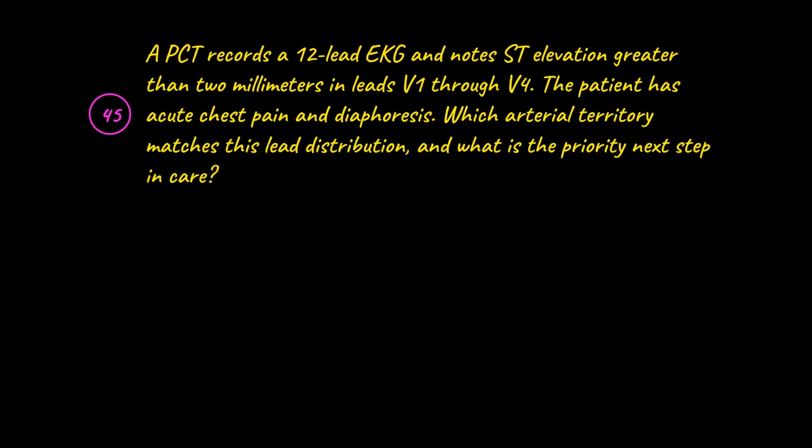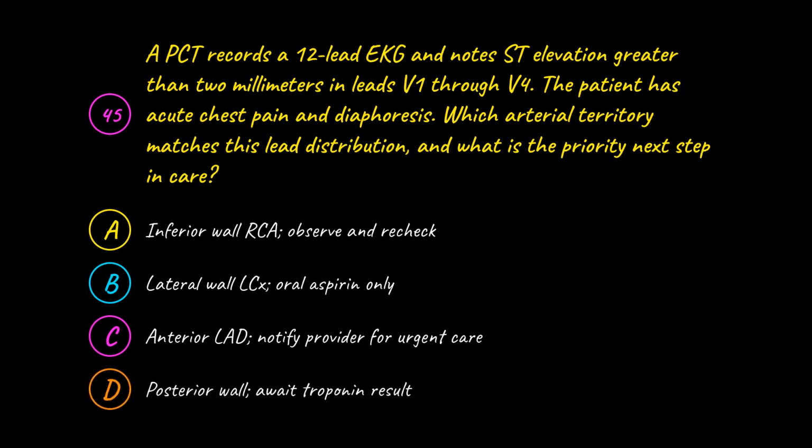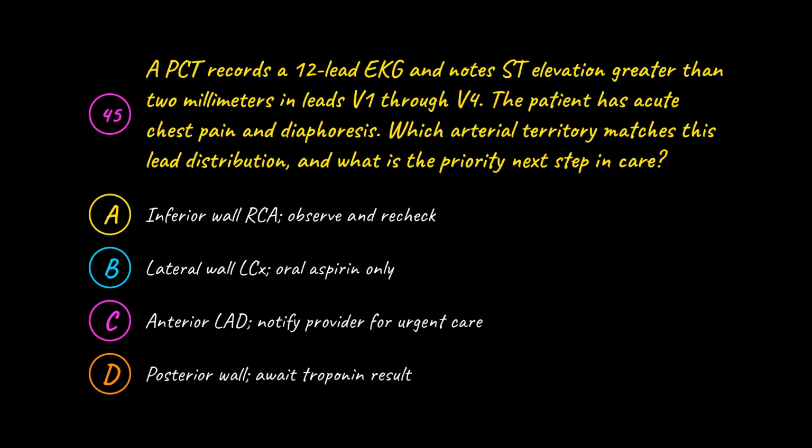Your options are A. Inferior wall RCA, observe and recheck. B. Lateral wall LCX, oral aspirin only. C. Anterior LAD, notify provider for urgent care. D. Posterior wall, await troponin result. Pick one. Trust your gut. Here's your chance to test yourself.